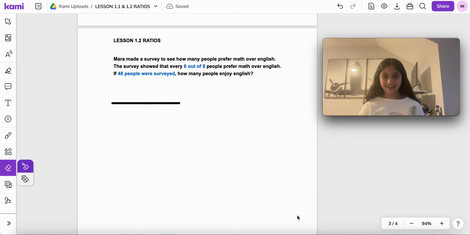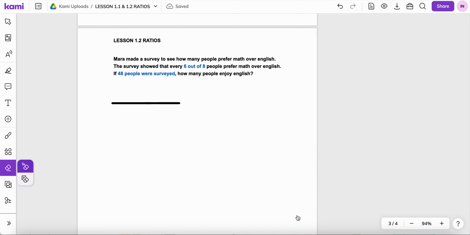So let's get started. Mara made a survey to see how many people prefer math over English. The survey showed that every 6 out of 8 people prefer math over English. If 48 people were surveyed, how many people enjoy English? So what I am going to do is use equivalent fractions to solve the problem.